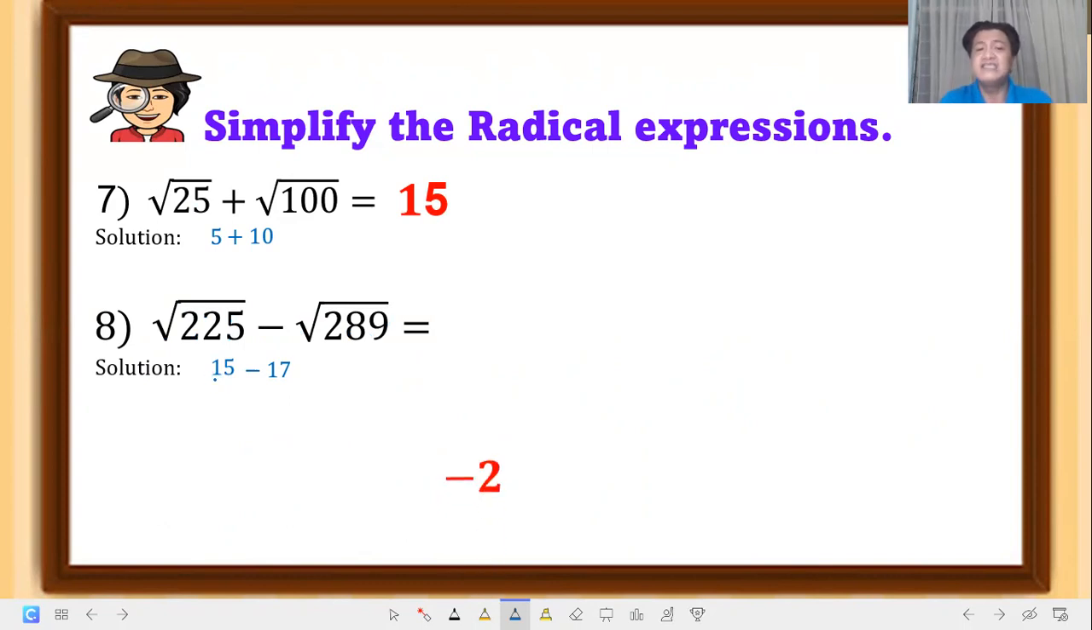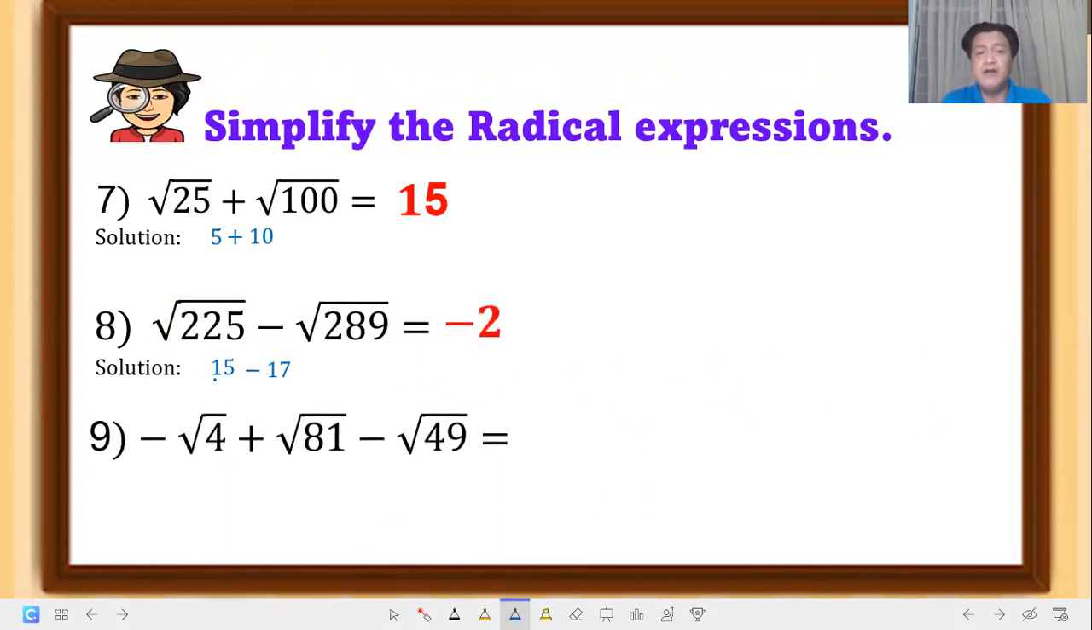Kaya nga, that is equal to negative 2. Mas malaki yung sinubtract natin. And we have number 9, square root of 4 plus square root of 81 minus square root of 49. If there are 2 or more expressions, you have to get first the square root before you add. So meaning to say, the square root of 4 here is negative 2 kasi nga may negative sa labas. Kaya multiply becomes negative.